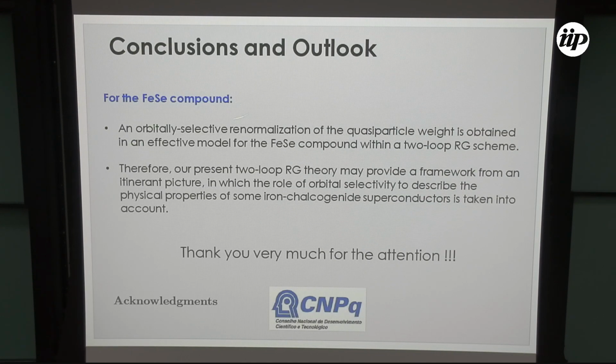And for the iron selenide compound, I showed you that an orbital selective renormalization of the quasiparticle weight is obtained for a model for this compound within a two-loop RG scheme. As a result, our present two-loop RG theory may provide a framework from an itinerant picture in which the role of orbital selectivity to describe the physical properties of these materials is taken into account.